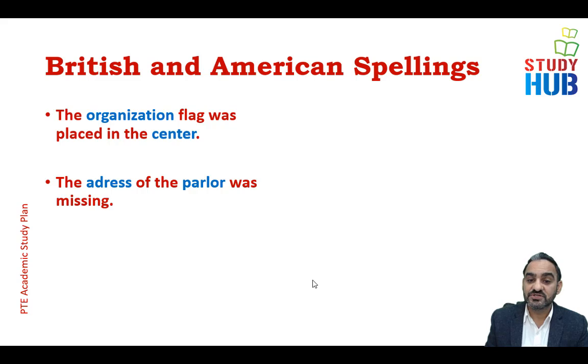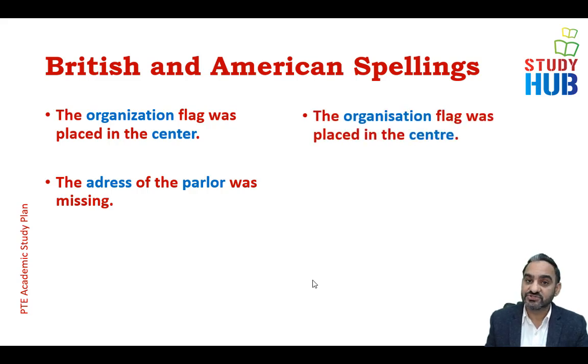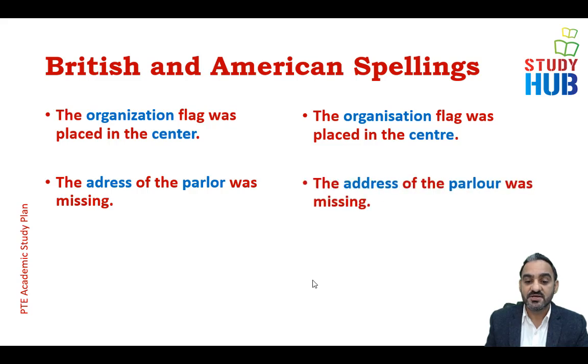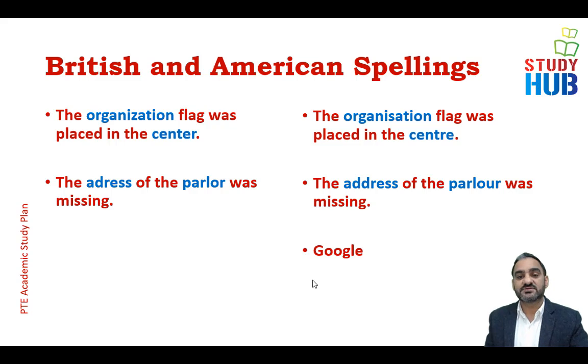Now if you go to the British English, this is how it should be written. The organization flag was placed in the center, RE, or the address of the parlor was missing. So please Google this. British and American English spellings, and you will be able to see the words. Be mindful of the spellings. There are not a lot of them, but it is always good to have a quick look at those words, and when you hear those words in your actual test, make sure that you're doing it in the right way.